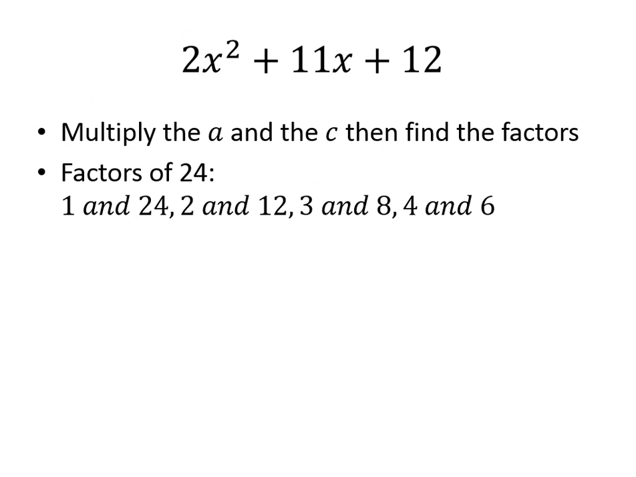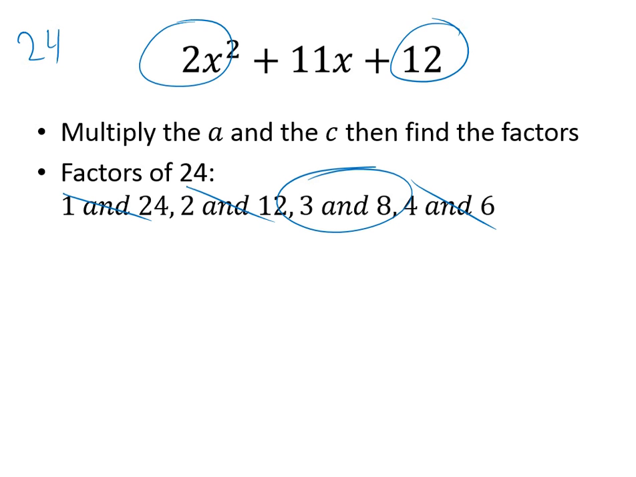Okay. So now here we're going to multiply 2 times 12 to get our answer. 2 times 12 is 24. So now we look at the factors of 24: 1, 24, 2, 12, 3, 8, and 4, 6. Which one of these added together get you 11? Well, it's not that one, it's not that one, it's not that one. So it's got to be 3, 8.